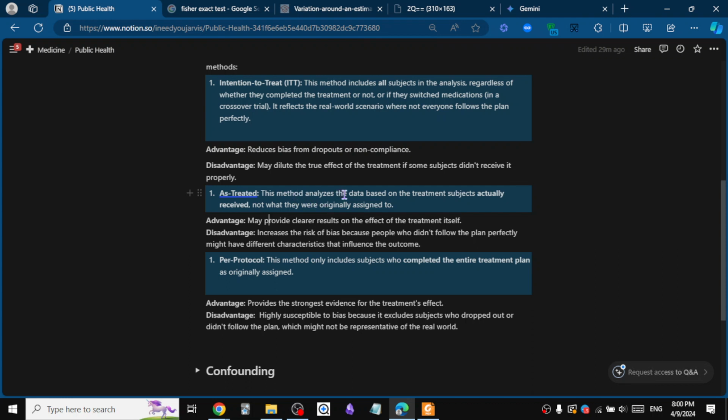So this method analyzes the data based on the treatment subjects actually received, okay, not what they were originally assigned to. So they might switch over, they might drop out, and I'm just going to account for that, and I'm going to write everything down, right? It may provide clearer results, which makes sense.